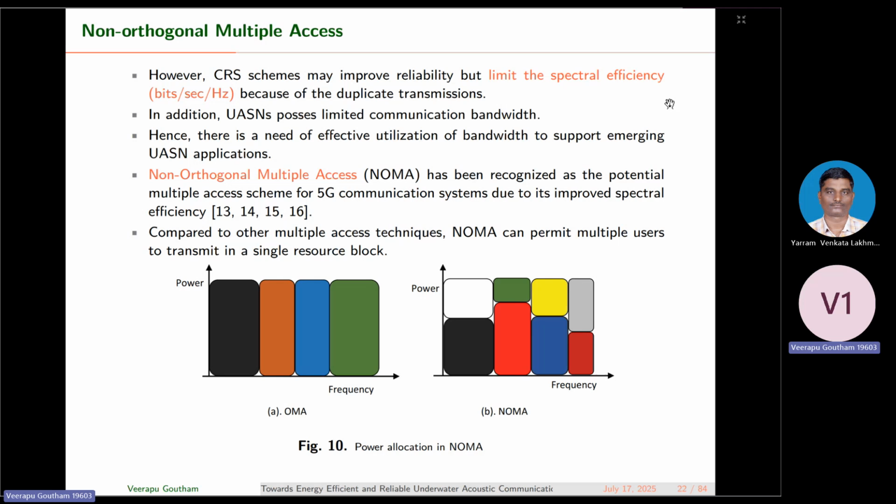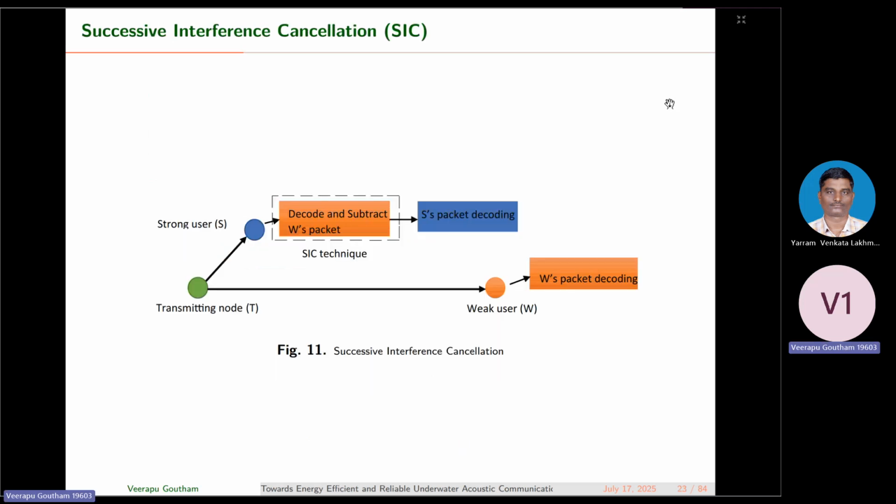How does it happen in the signals? There is one technique called successive interference cancellation, SIC. Please understand this one.